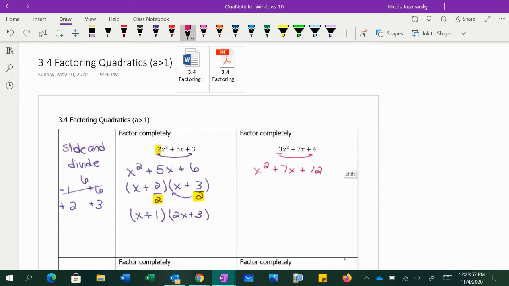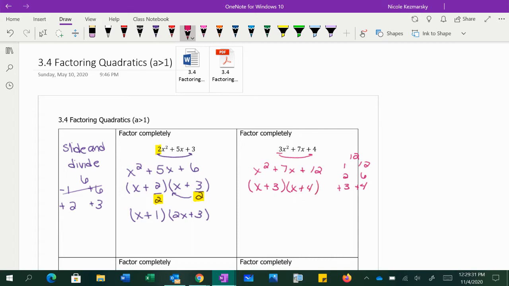And then I'm going to do factor pairs for 12. So that's going to get me 1 and 12, 2 and 6, 3 and 4. And I need the factor pair that's going to add to 7 and multiply to 12. Well, if I look at those 3 factor pairs, the pair that's going to help me the most is the 3 and the 4. So I'm going to have x plus 3 and x plus 4.